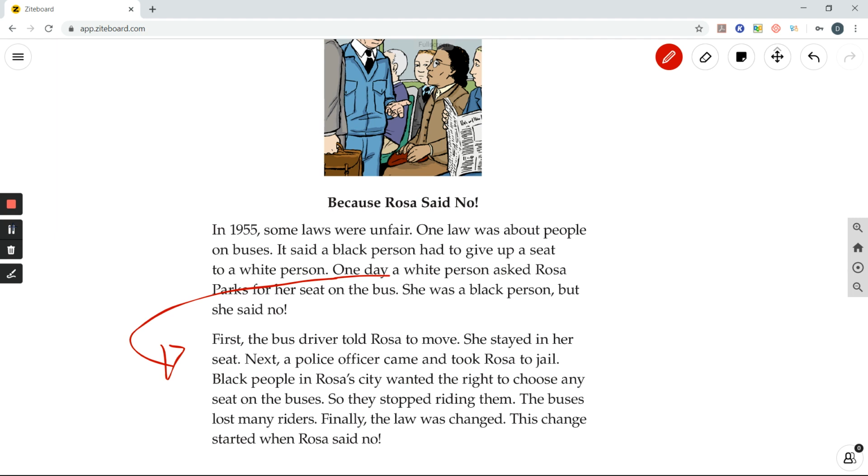First, the bus driver told Rosa to move. She stayed in her seat. Next, a police officer came and took Rosa to jail. Black people in Montgomery wanted the right to choose any seat on the buses, so they stopped riding them. The buses lost many riders.